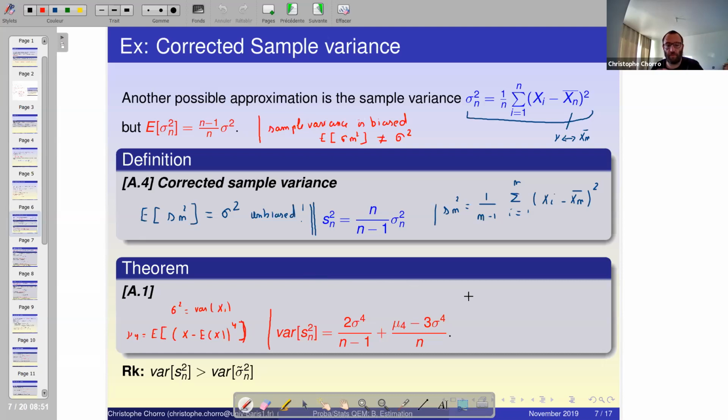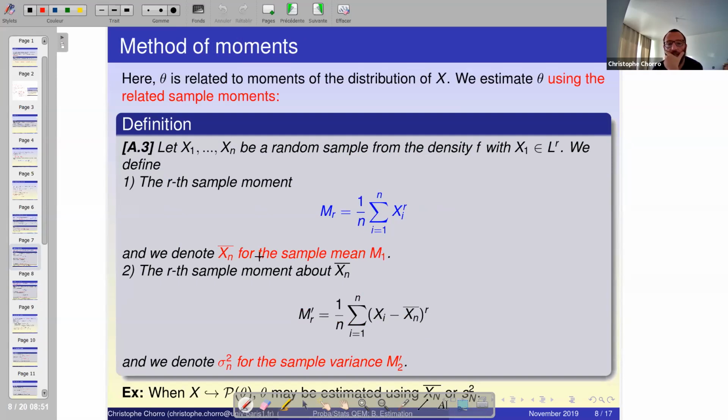So it's also something I've already said: what we have done for the expectation and for the variance is just a special case of a general methodology in order to obtain estimators of moments, that is called the method of moments. So it's a proposition we have already seen together.